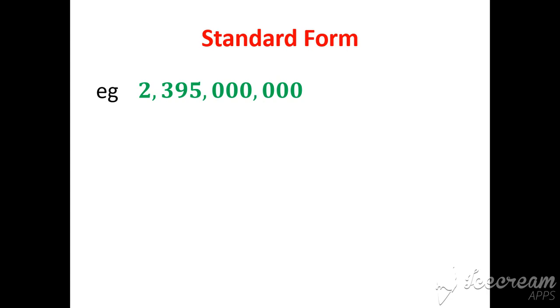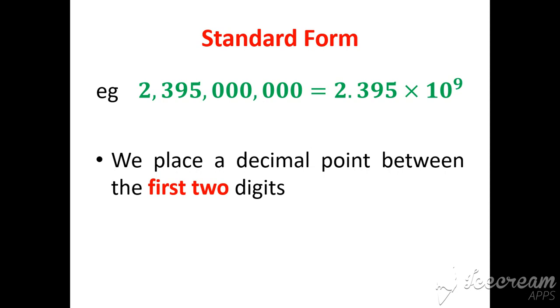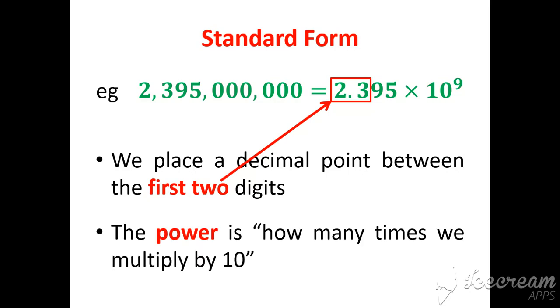Take this number here, 2,395,000,000. We're going to write it into standard form, which looks like this. Right, well, there's a couple of key things we need to know. First of all, we need to place a decimal point between the first two digits, always between the first two digits. And secondly, the power represents how many times we multiply it by 10. And we'll explain this shortly.